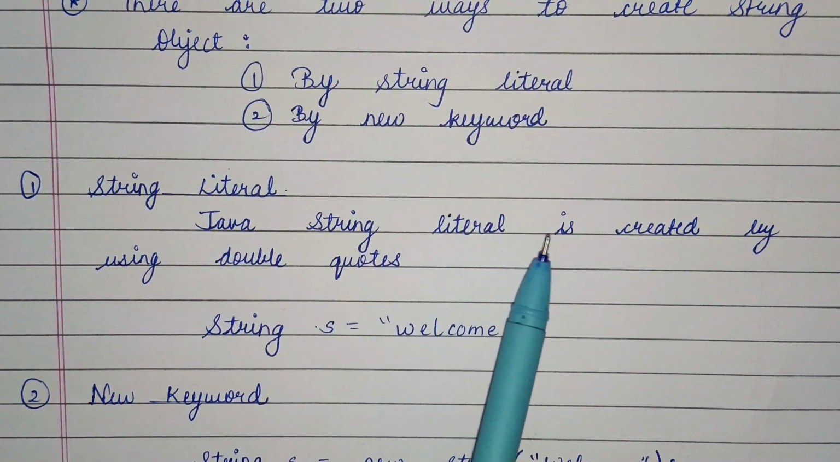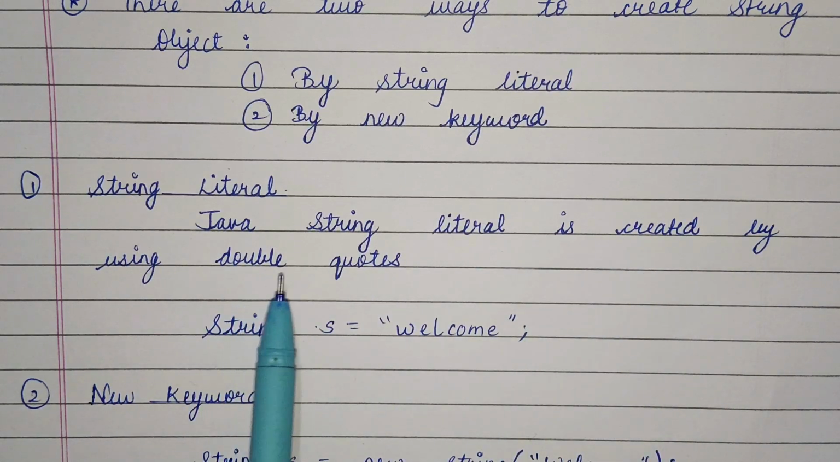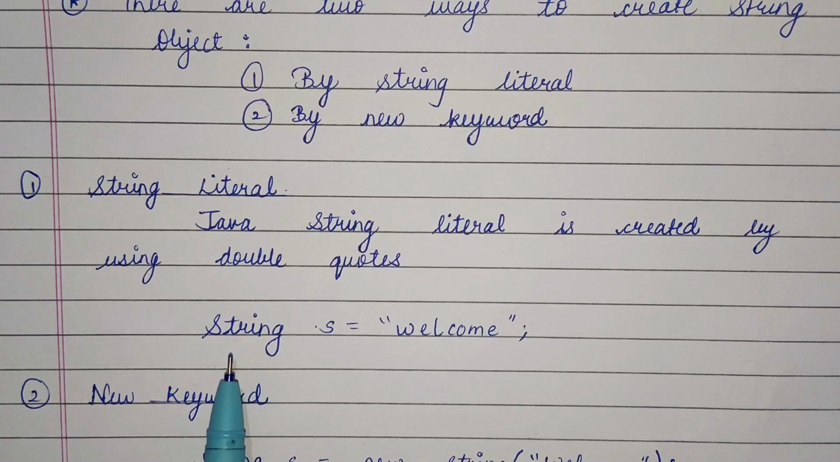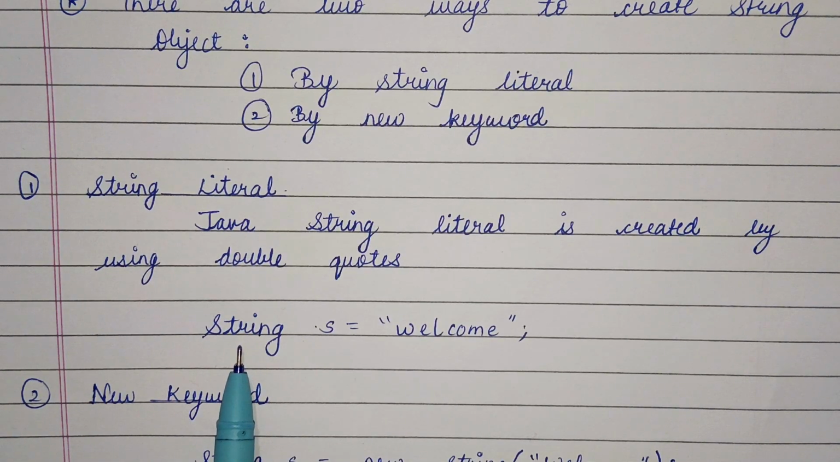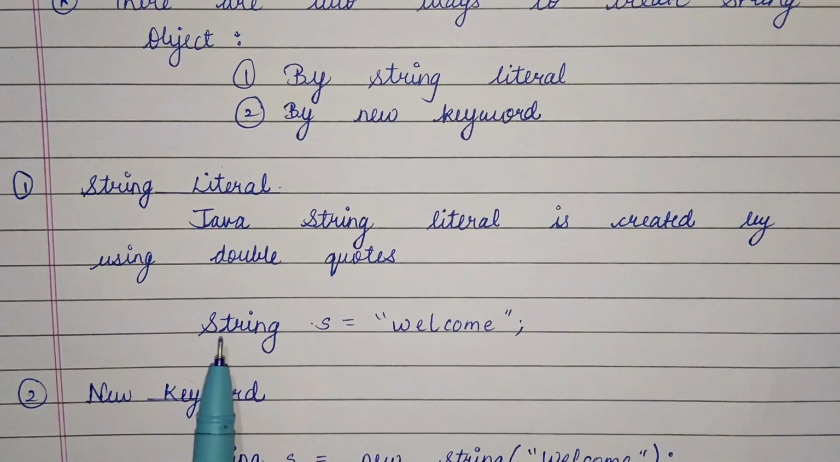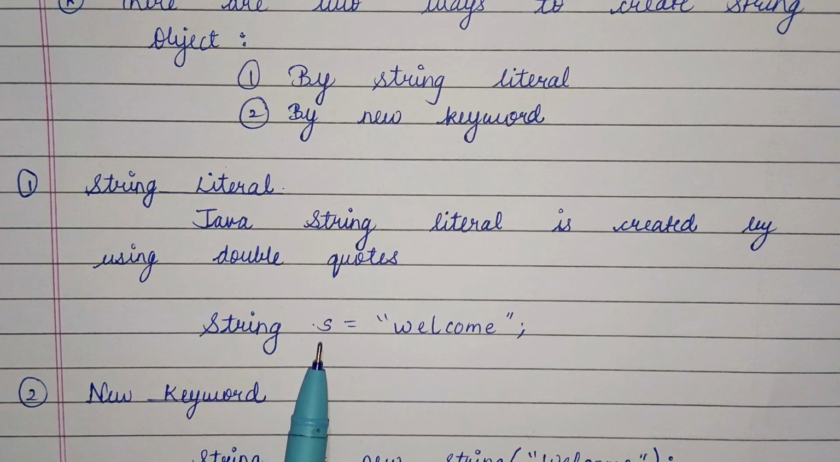A Java string literal is created by using double quotes. For example, I've created a string here. First we have to write the keyword for string. S should be capital here. Then we have to give the variable name. So I have given the variable name as s. Then in double quotes we have to give the textual data, or the sequence of characters, we can write in this.